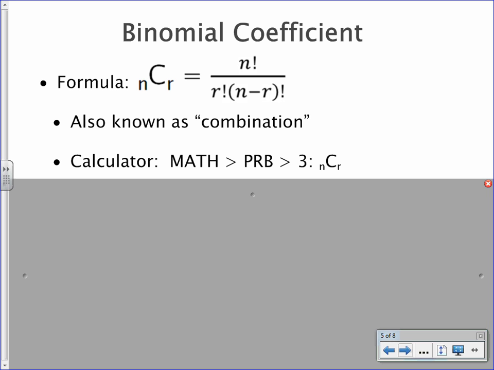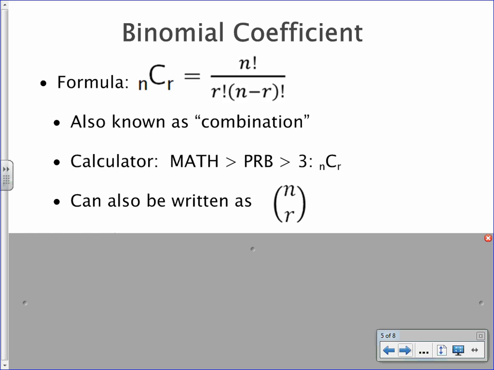Okay. I also want to make note that this is also a notation for combination with the parentheses, n stacked on top of r. So this is the same as n choose r. Okay. You may not deal with that a whole lot right now, but if you see it again, maybe in a statistics class or a combinatorics class, I want you to know what that means.